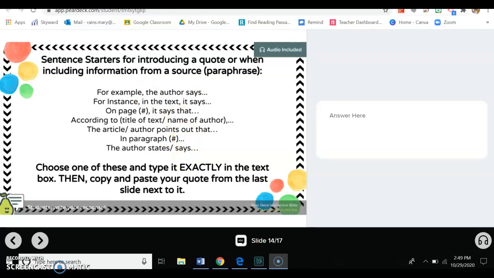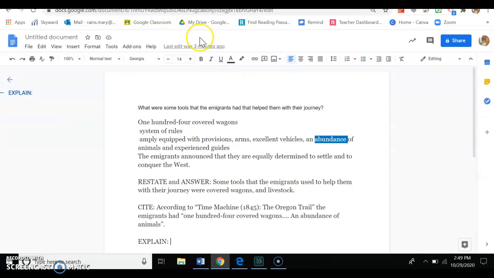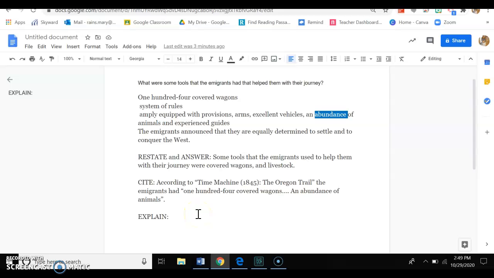Now, as we're looking forward and ahead to do the explain part of the paragraph, you also will have sentence starters that will be coming up in weeks to follow. So I'm going to give you a couple of things that you could use. So first thing is, we need to explain what this quote means. So what I'm going to say is just simply, this quote shows, and this would be the sentence starter or the sentence stem, just like what you just saw for citing, but this is for explain. So this quote shows that the immigrants had many covered wagons and animals.